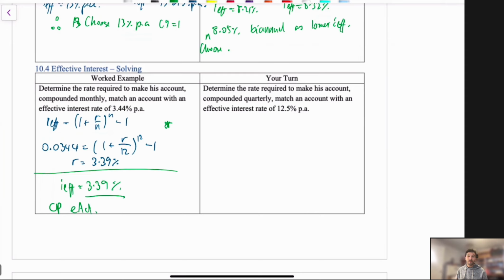Press pause now, have a crack at it, and then press play when you're ready to go. Okay, so the answer I've got here, that wasn't meant to be effective interest rate. That's just going to be rate. Sorry about that. You've got effective interest rate, you should have plugged in as 12.5%. And you've got N is equal to 4. If you do all that, then the rate is going to be 11.95% per annum.